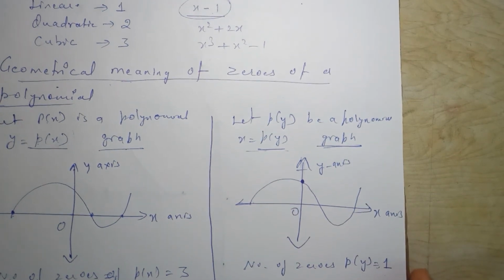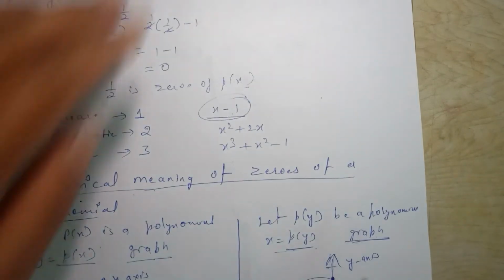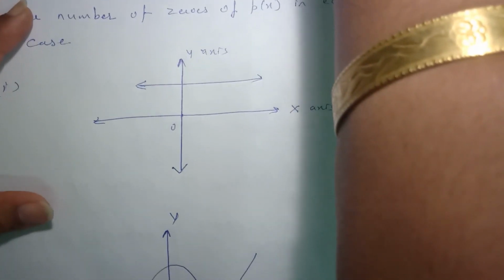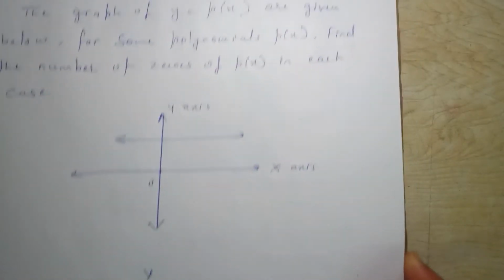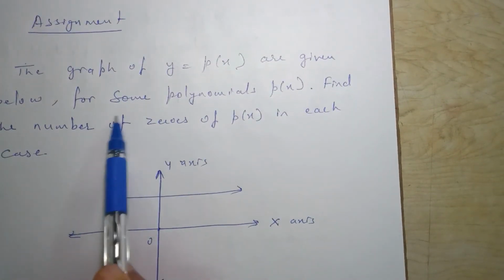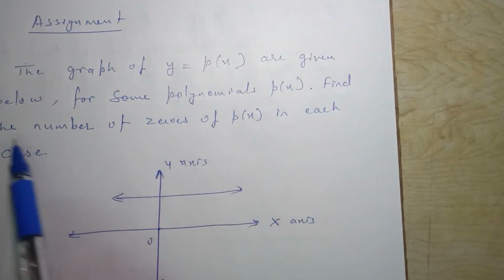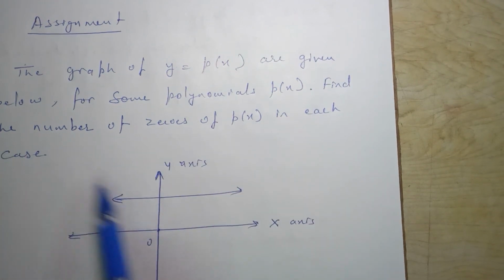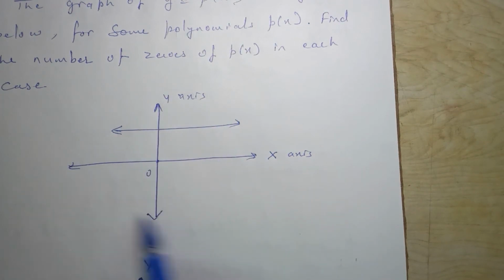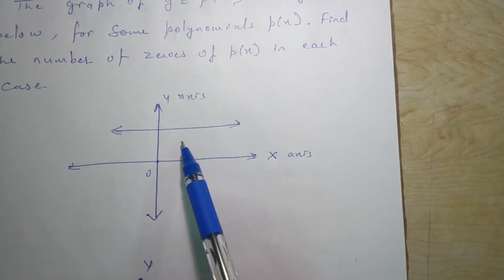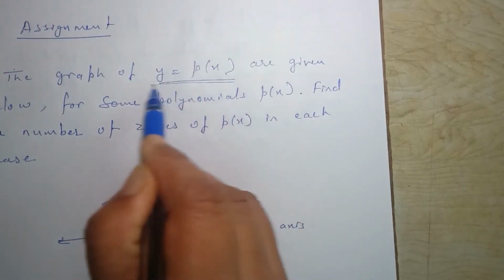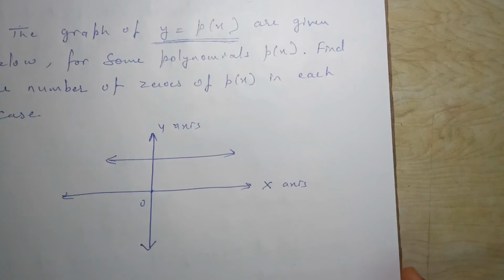At the end, there is an assignment for you which you have to do. This is the assignment. The graphs of y equal to p(x) are given below for some polynomial p(x). Find the number of zeros of p(x) in each case. I am giving you 2 parts. You have to identify the number of zeros on the graph where we are taking y equal to p(x). So you have to do these 2 assignments for today.